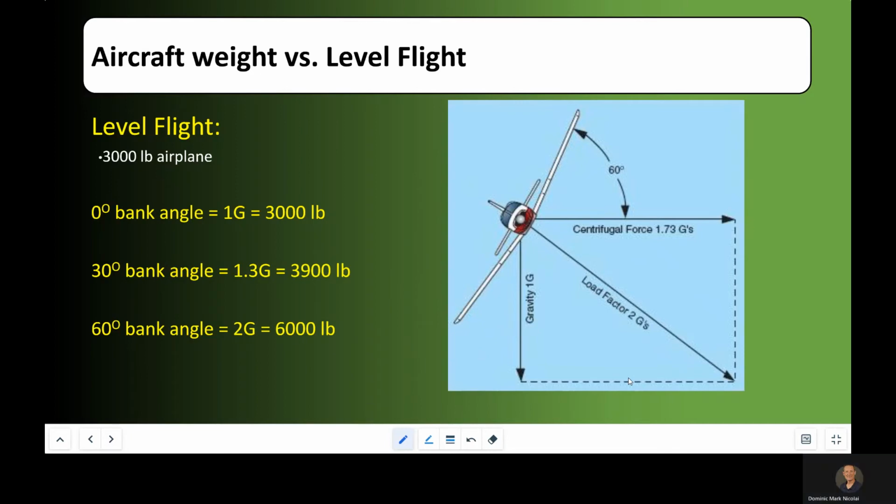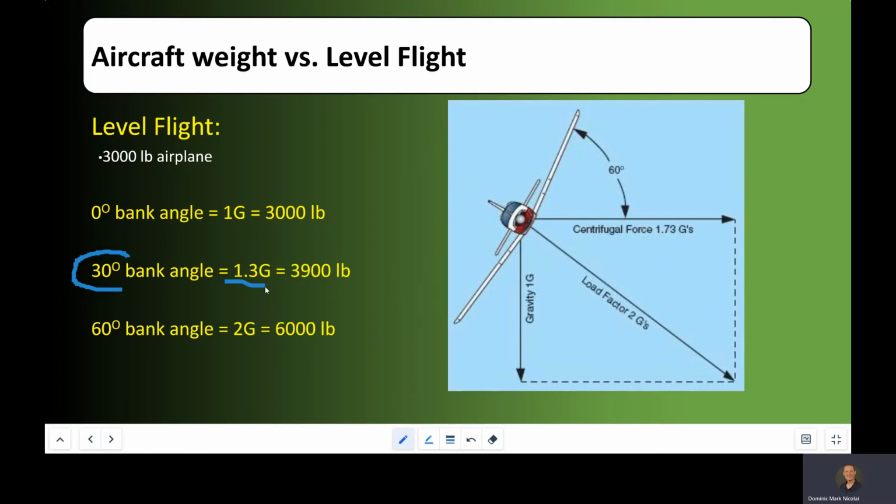All right, let's look at this a little bit more. How many G's are we pulling on an aircraft? If we have our 3,000-pound aircraft at 0-degree bank angle, we're pulling enough lift for 3,000 pounds of airplane. So a 1-to-1 ratio, that's 1 G. Now we do have charts that can help us understand how many G's we're pulling, but in a 30-degree bank angle, when I'm in level flight, that equates to 1.3 times the force of gravity.